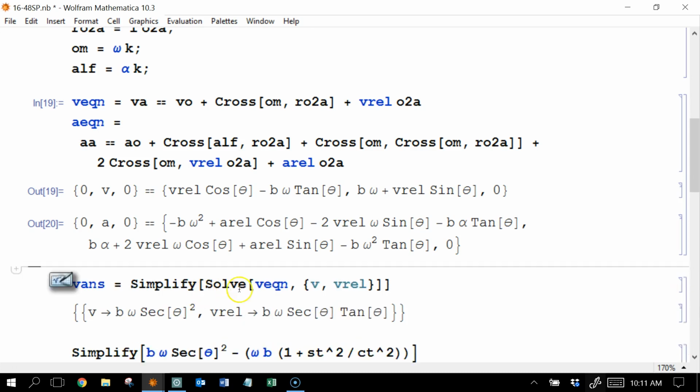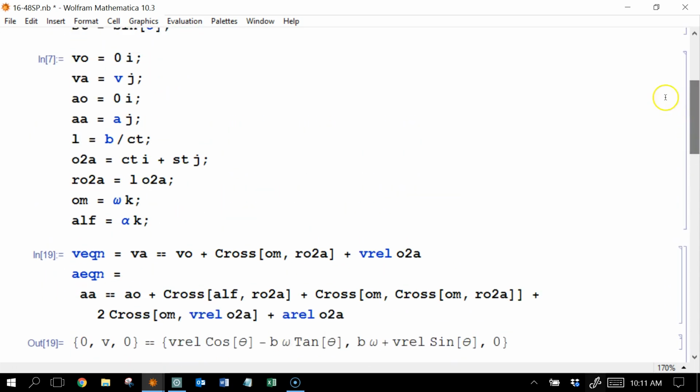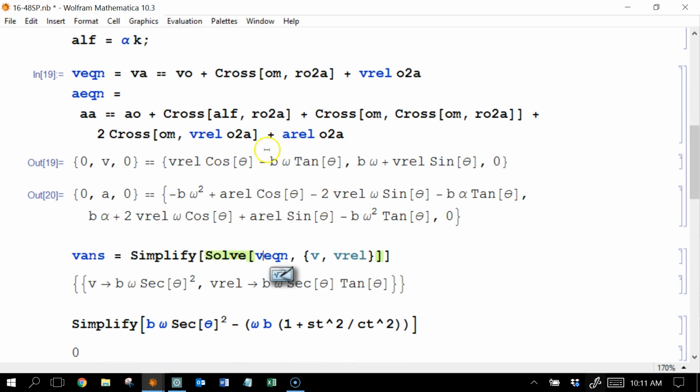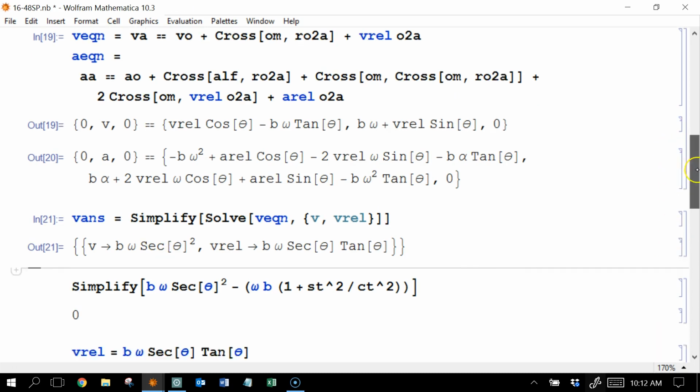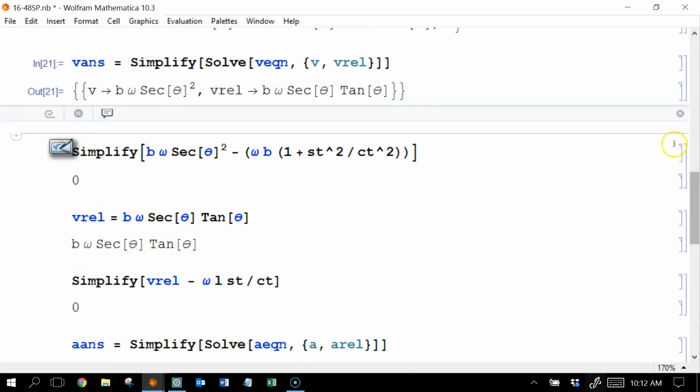Okay, so then all I do is I solve the velocity equation, and there are two unknowns in there. There is the V, because VA was equal to a speed, vertical. So I'm going to calculate the speed, right? I'm solving for the speed, and I'm solving for the magnitude of the V rel term. So that's the solve. The simplify just says, do some algebra simplification to make it look pretty. So I'm going to execute that, and you get these values right here. Much easier to do than doing it by hand.